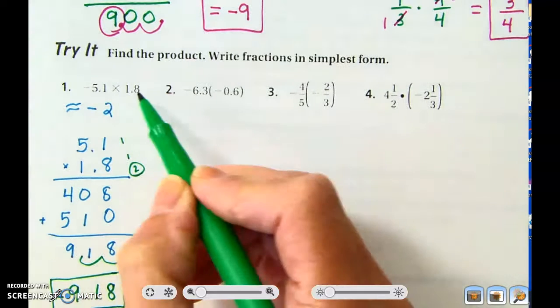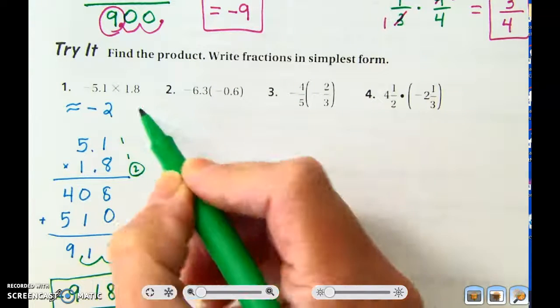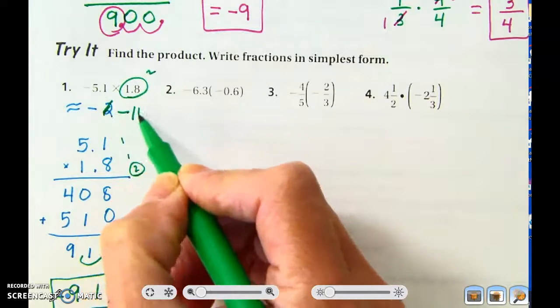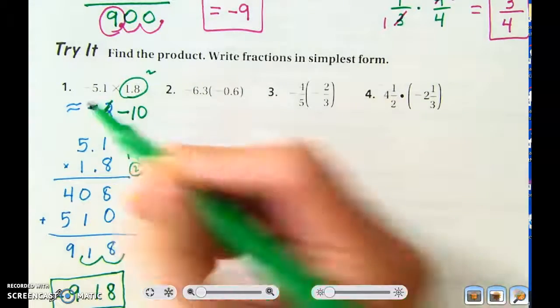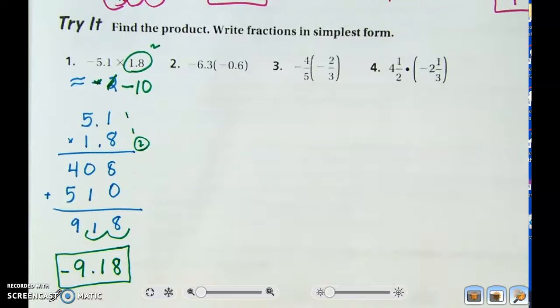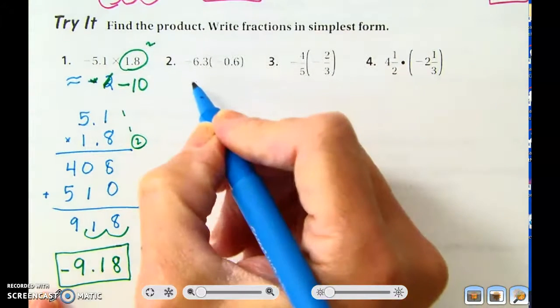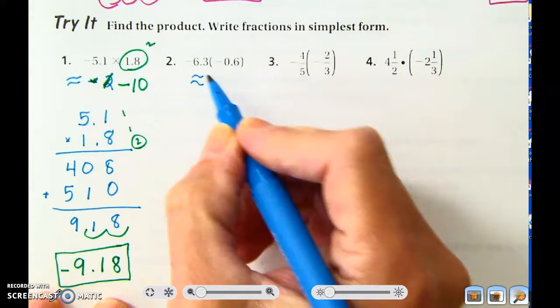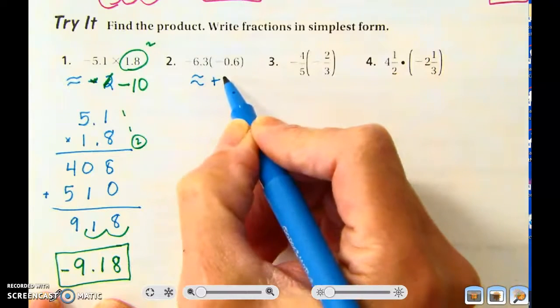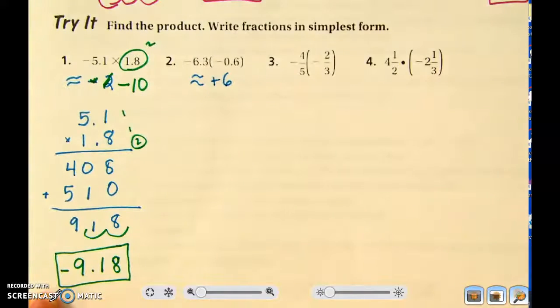But if I think about it, what was I thinking? This is close to 2, and that's close to 5, so yeah, negative 10 is what I meant to say there. All right, so good job. All right, let's look at number 2. Another set of decimals. See if I can do an estimation here a little bit more accurately. So it's going to be about, it'll be a positive. This is about 6, and that's about 1, so it should be about 6.